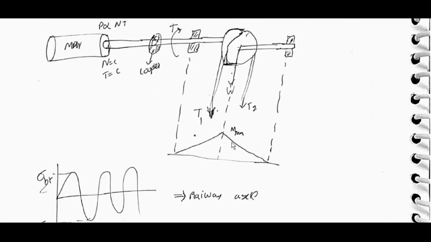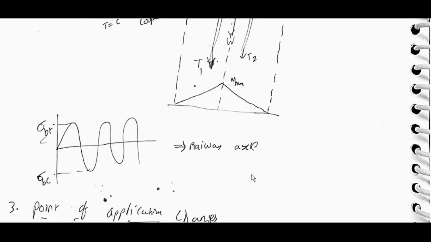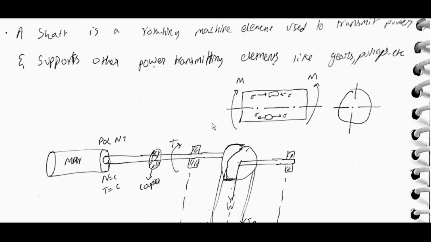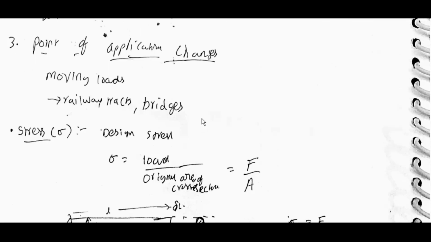If we draw the bending moment diagram, Mx here and then like this. Railway axle: sigma BT, sigma BC. This is bending tensile, compressive. This is for railway axle. Point of application changes: moving loads, railway tracks, bridges.